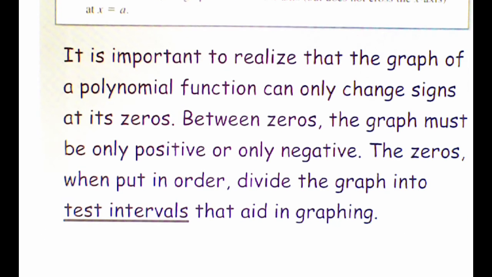So it's important to realize the graph of a polynomial function can only change signs at its zeros. So it can only switch between being negative y values and positive y values at a 0. Between the zeros, it's only going to be positive or only negative. So the 0, when put in order, will divide our graph into test intervals that can help us when we graph.